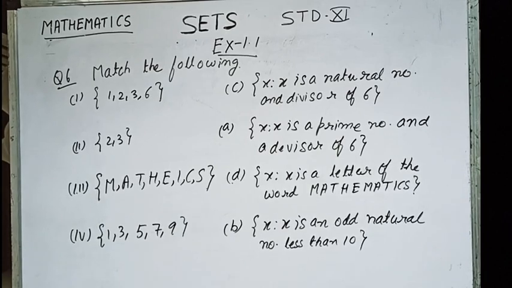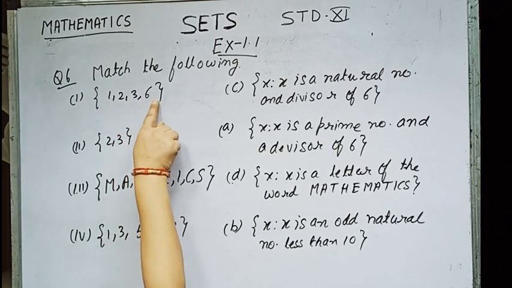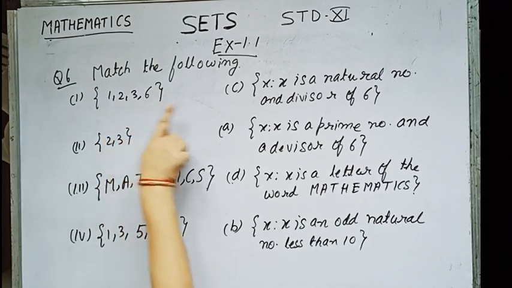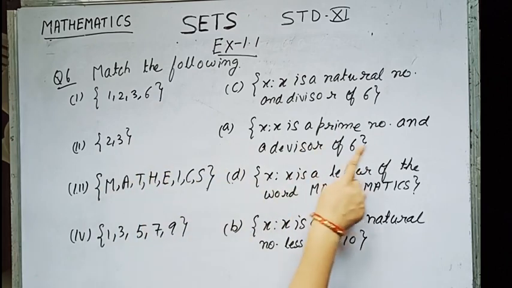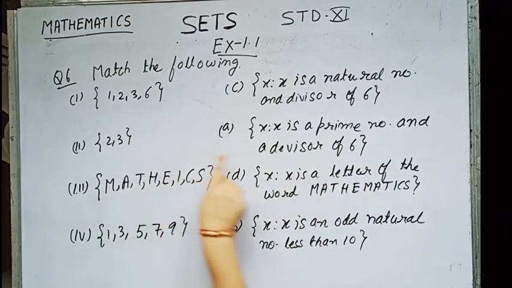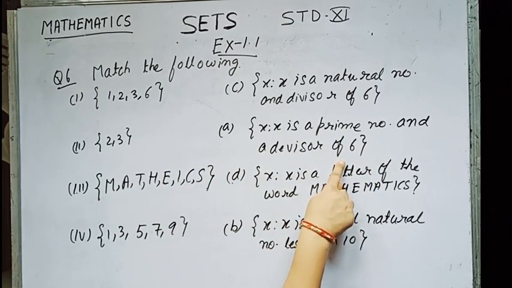Let us go to question number 6. Question number 6 is match the following. On the left side roster form is there and on the right side set builder form is there. Now I have matched it and written the answers on the board. So number 1 is 1, 2, 3, 6. Obviously it is a natural number and divisor of 6. 2, 3, x such that x is a prime number. These two are prime numbers and also divisors of 6.